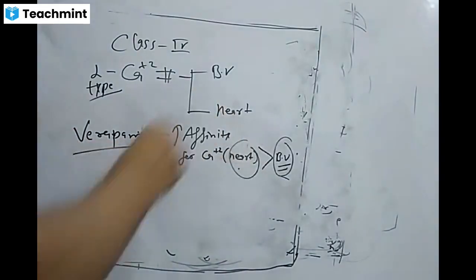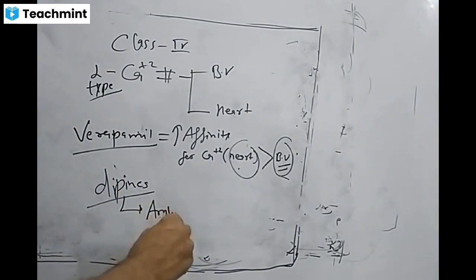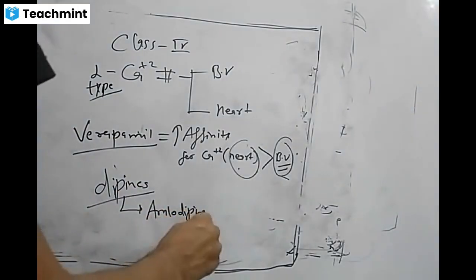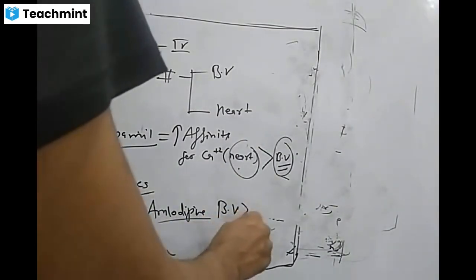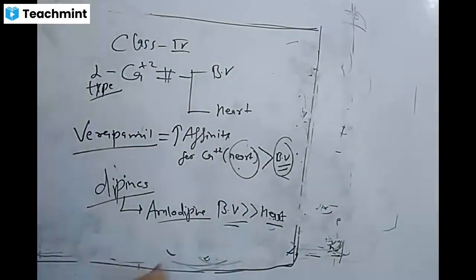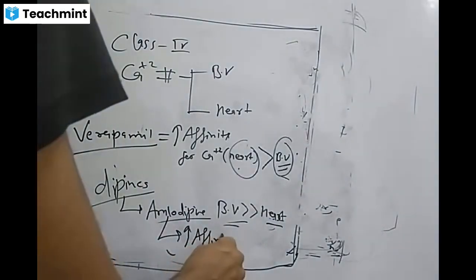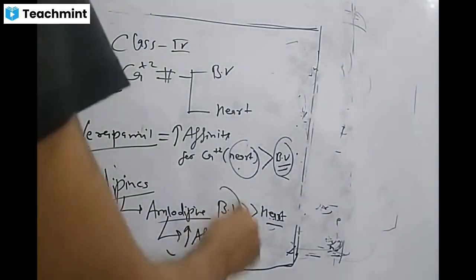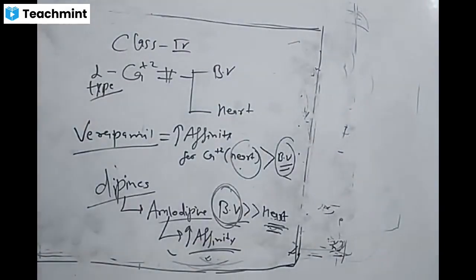But the opposite is true for your dipines class. Dipines means amlodipine, nifedipine. These drugs have more activity on blood vessels and less on the heart. It means these drugs have high affinity for the calcium channels of blood vessels, less for the heart. So these were our class 1, 2, 3, 4 drugs.